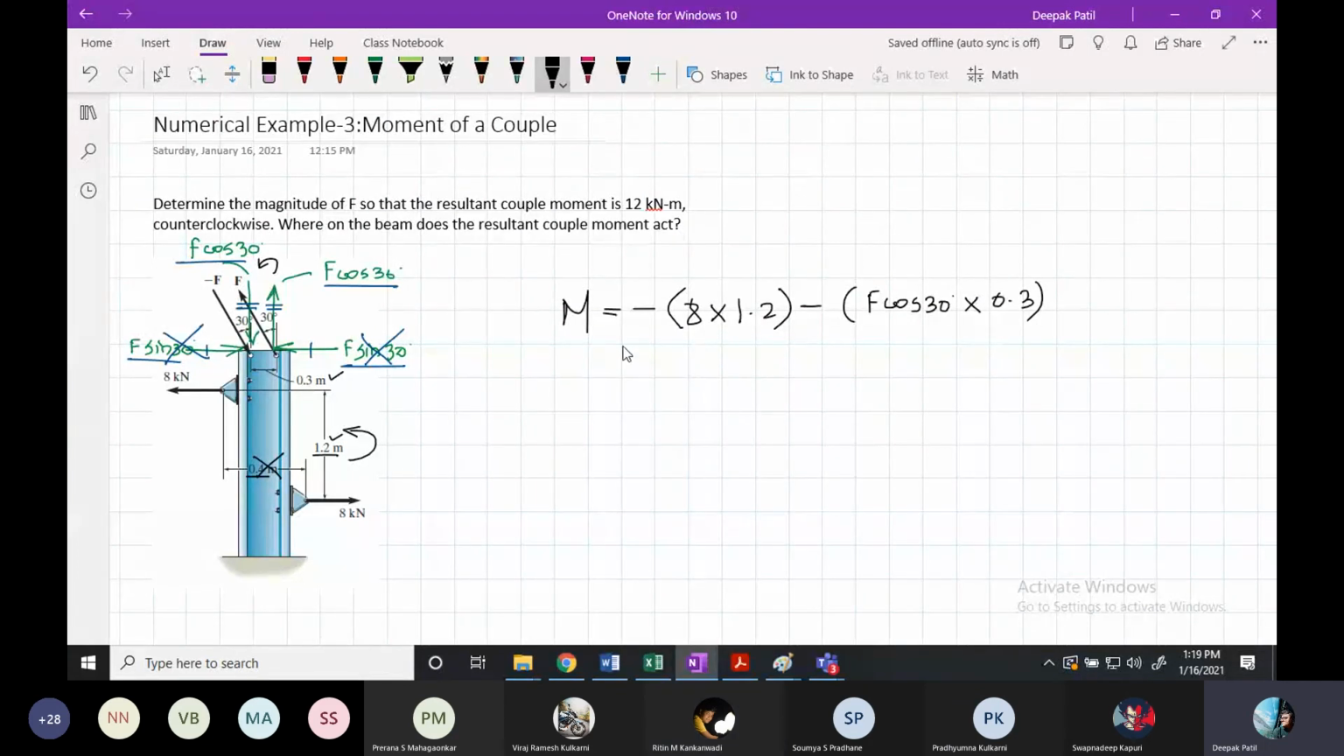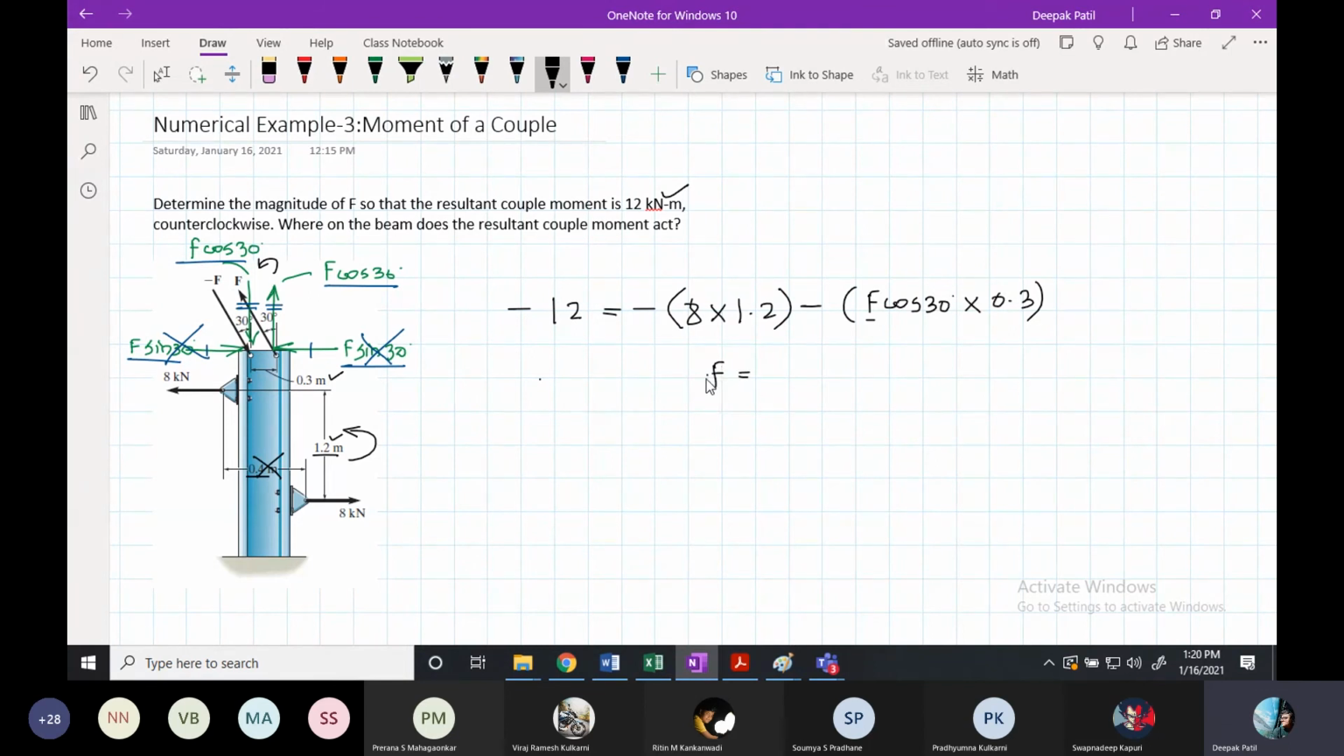Now you can see here there are two unknowns, M and F, and you can't solve unless you know any one of them. M actually is given to you. What is that M? The net moment is 12 kilonewton meter, and it is counterclockwise. So should I write plus 12 or minus 12 here? Minus 12. Yes, perfect. You should actually write minus 12. Now you can solve this and get the value of F.